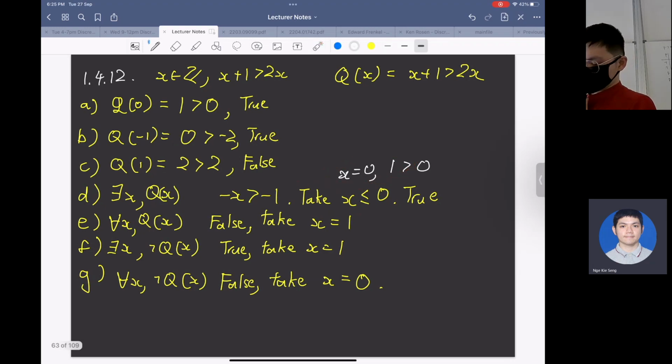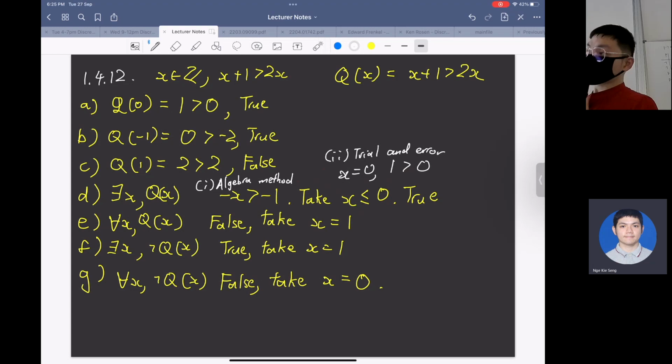So I would say this method is the algebra method, and this one is by trial and error. Sometimes you can try and error, sometimes algebra is more efficient. For every x, qx. For every x that this is true, I say it is false.